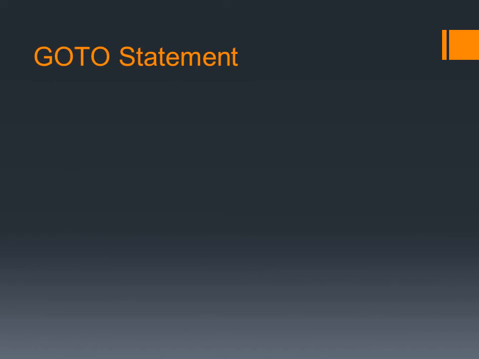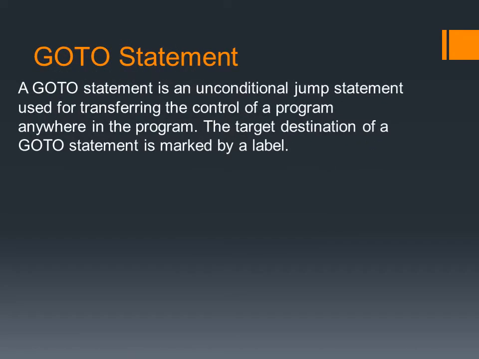Now come to the GOTO statement. A GOTO statement is an unconditional jump statement used for transferring the control of a program anywhere in the program. The target destination of a GOTO statement is marked by a label. Now let's have an example of it.